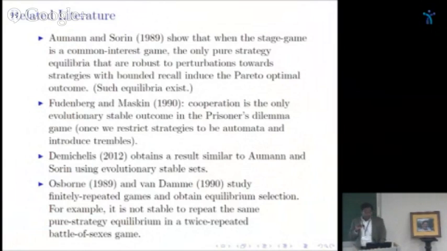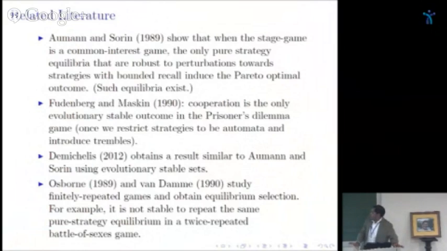They show this result that if you look at pure strategy equilibria of these perturbed games and go to the limit, the only equilibria that could possibly survive are the ones that choose the Pareto optimal outcome. And more than that, there exist such equilibria. So it's not a vacuous statement. There are equilibria of this form, and the only pure strategy equilibria will give you Pareto optimal. So they get Pareto optimality.